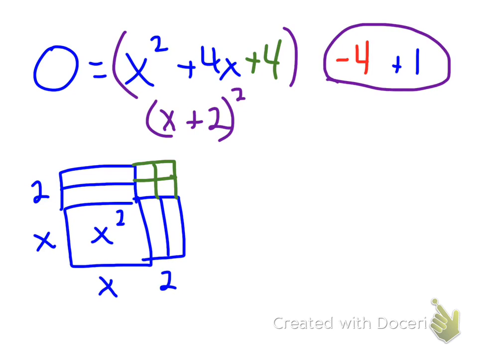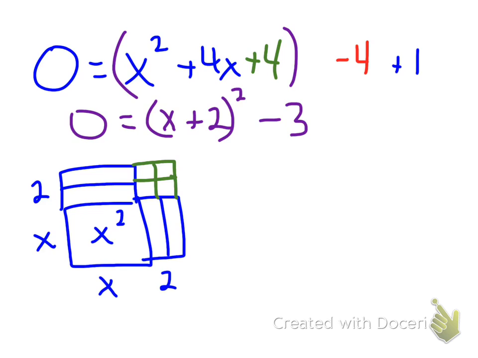Outside of the square, I have negative 4 plus 1, which is minus 3. That is my equation. My vertex is going to be at negative 2, negative 3.